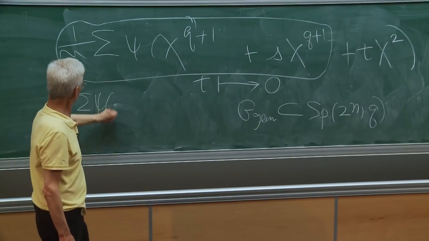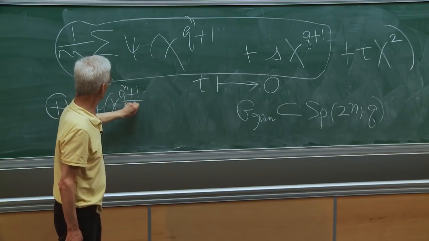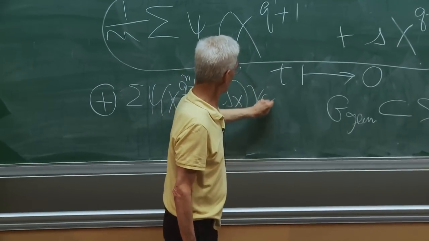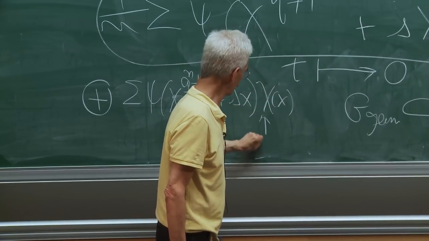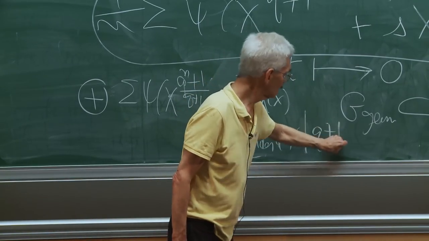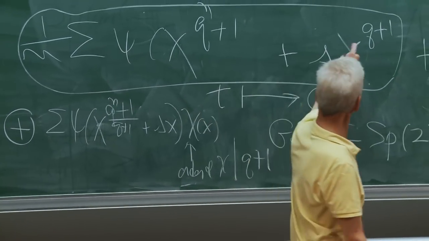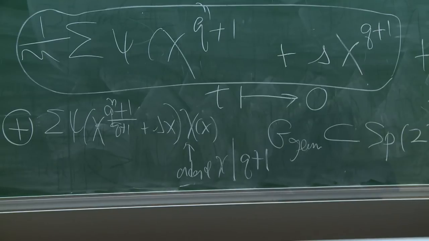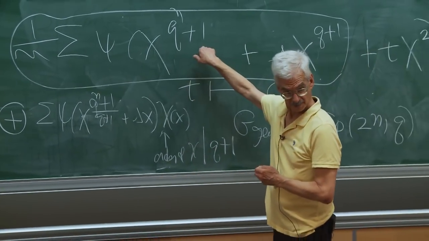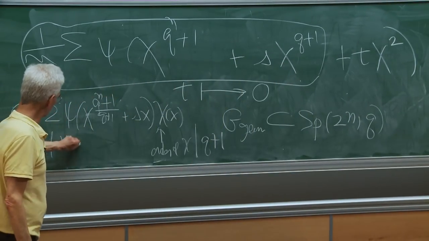where you have psi of x qn plus 1 over q plus 1 plus sx times a chi of x, where here the order of chi divides Q plus 1. Same, just extracting, breaking up this Q, these Q plus first powers. And that's why we need N to be odd, so that Q plus 1 divides Qn plus 1. So we'll get this if N is odd.